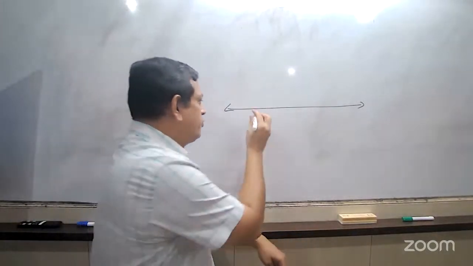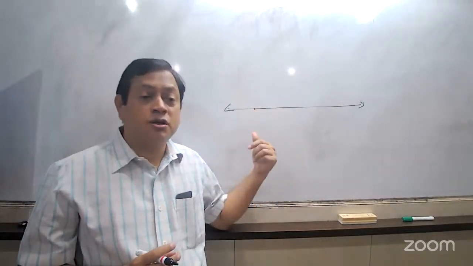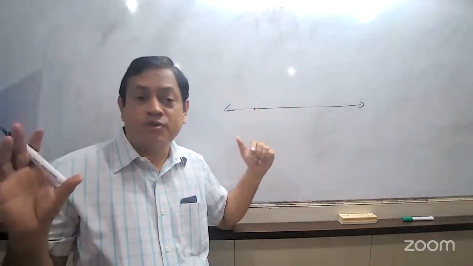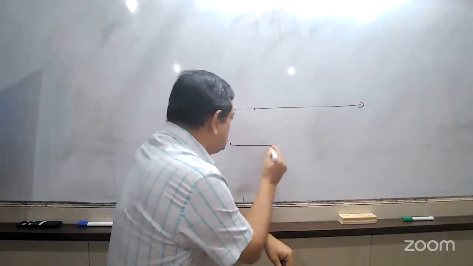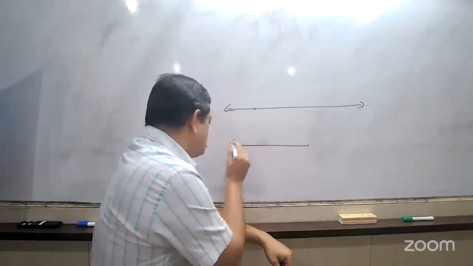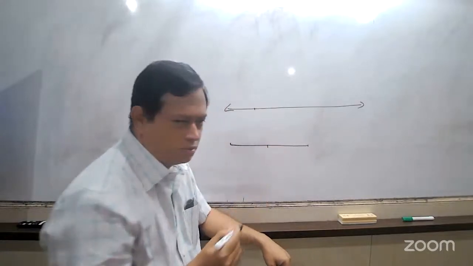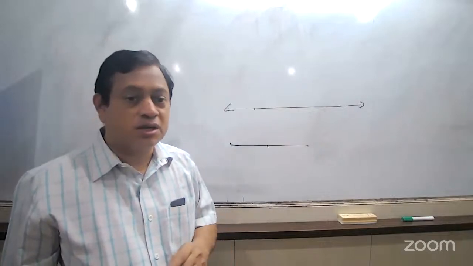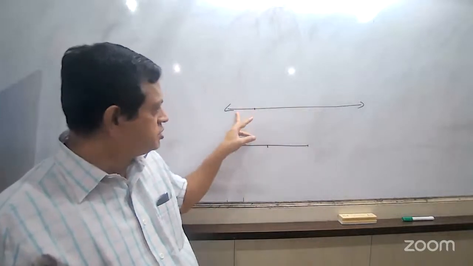So if I mark over here, is it the middle? How do you know it's not the middle? If I know this length is equal to 10 centimeter or 20 centimeter, the middle is at 10 centimeter. Can you measure this length? One which you can measure, you can find the middle. Otherwise, you cannot.